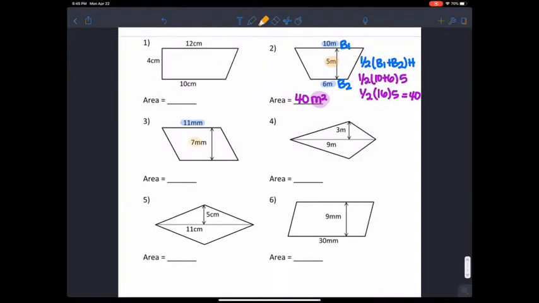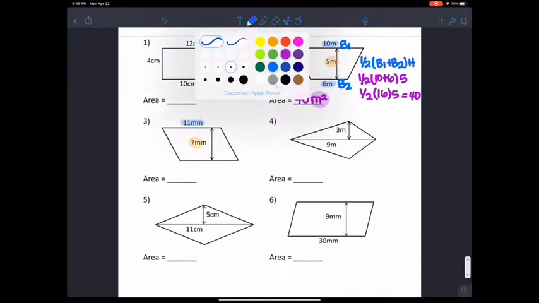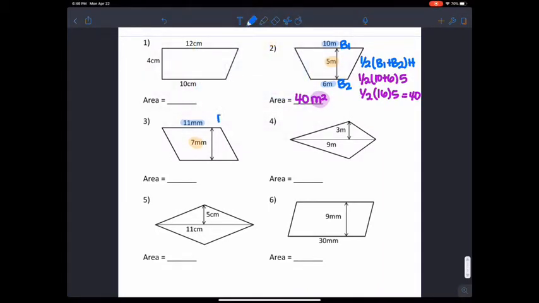Next, we're going to do the other parallelogram, number 3. 11 is our base and 7 is our height. So our formula is base times height. We're going to plug in our numbers, 11 times 7, which will give us 77. So our answer is 77 millimeters squared. Again, we're talking about area, so always make sure that you write that millimeters squared.